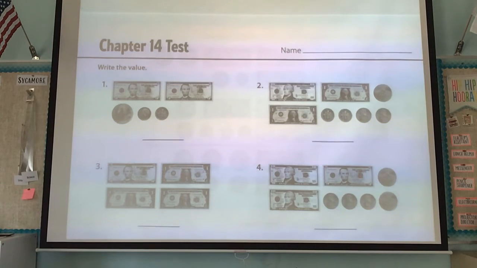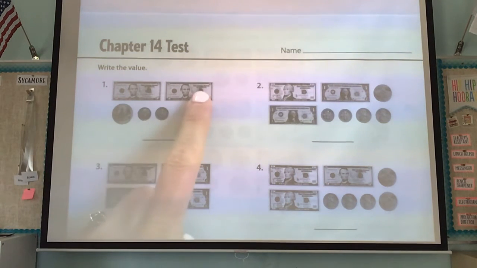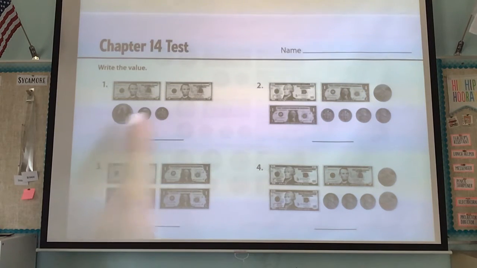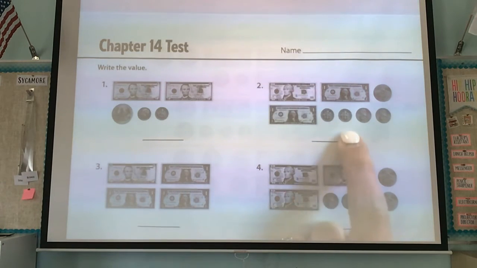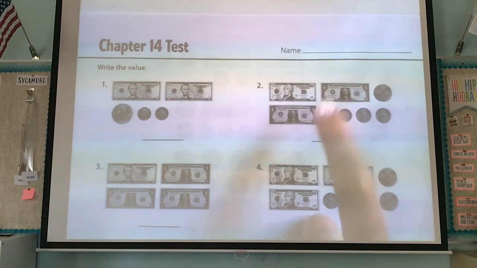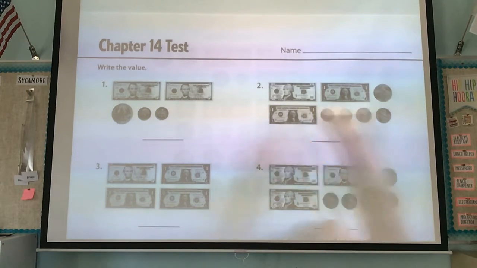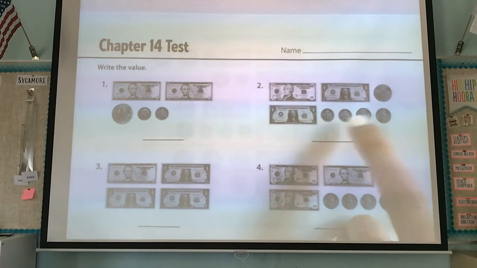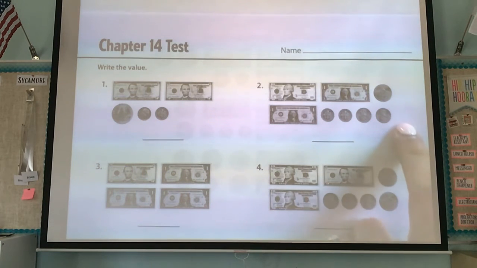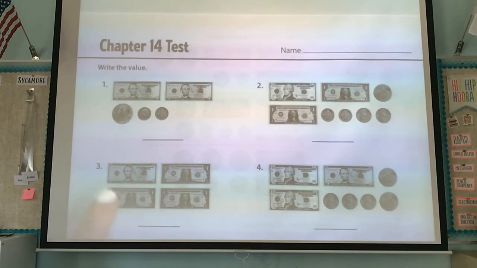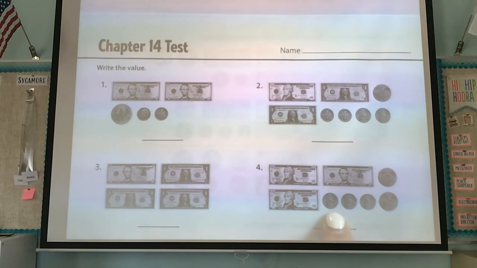In problem number 1, you have 2 $5 bills, a quarter, and 2 dimes. Problem number 2, $10 bill, $1 bill, $1 bill, nickel, dime, dime, penny, penny. Number 3, you have a $5 bill and then 3 $1 bills. Number 4, you have a 10 and a 5, and then you have 2 nickels and 3 pennies. I would write that on there if you need it. It's also in the email.